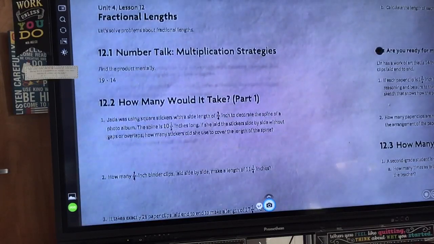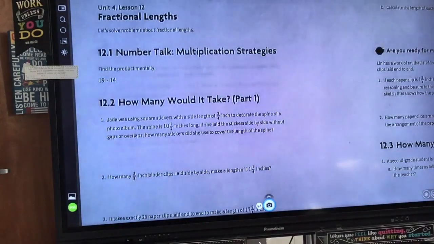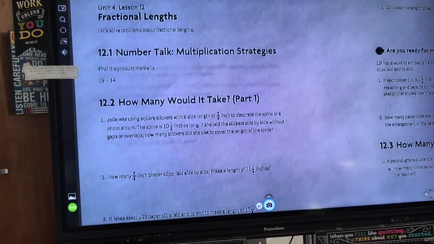Stand up when you have your answer. What do you need? Do you get one? All right, stand up when you have 19 times 14 mentally. Should only take you about a minute. Shouldn't probably even take you that long.